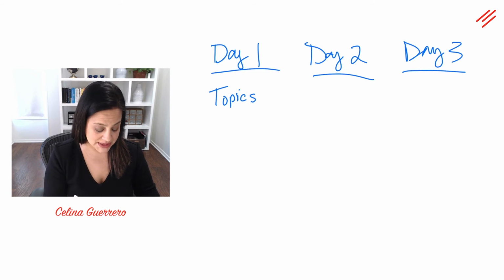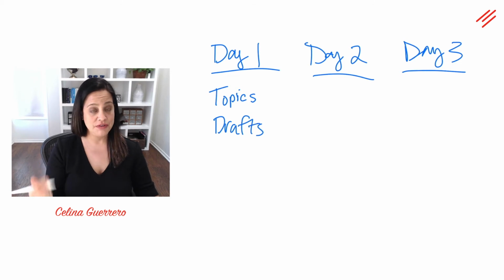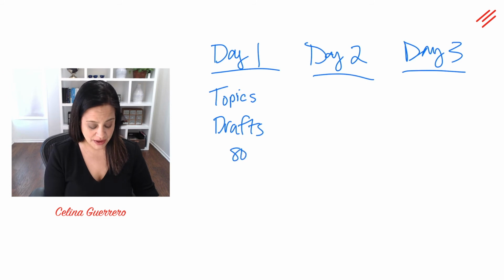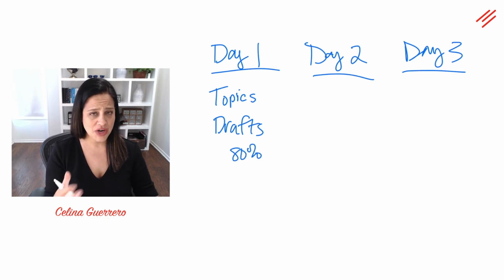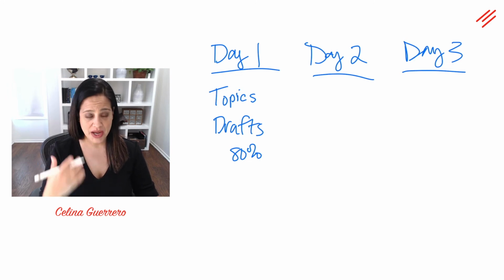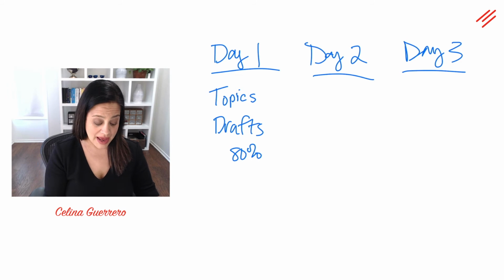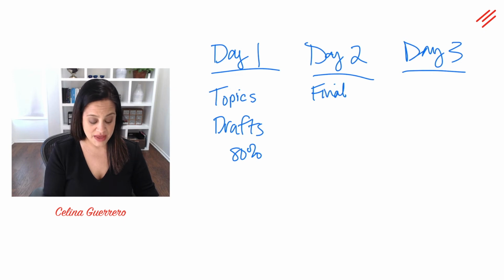Get the topics down, and then I will basically do drafts for email, video, my social posts, and get it like 75 or 80% there, okay? I don't try to get to 100. This is already a lot of work. It's a lot of deep thinking, a lot of outlining and making sure I have conceptually what I want to share.